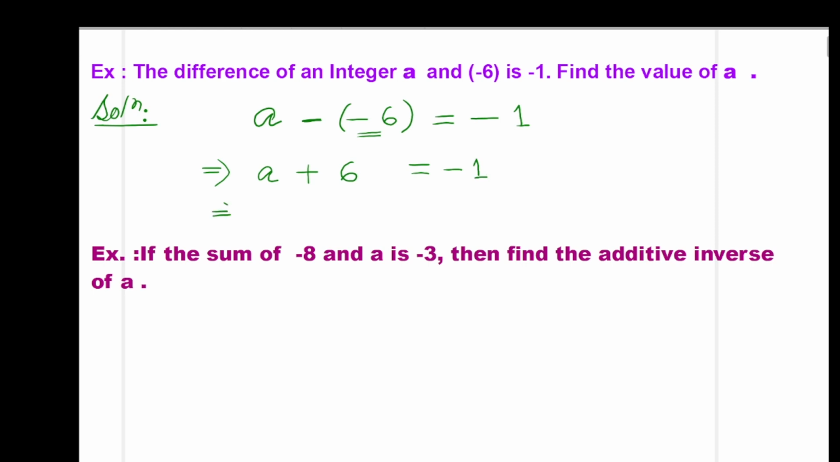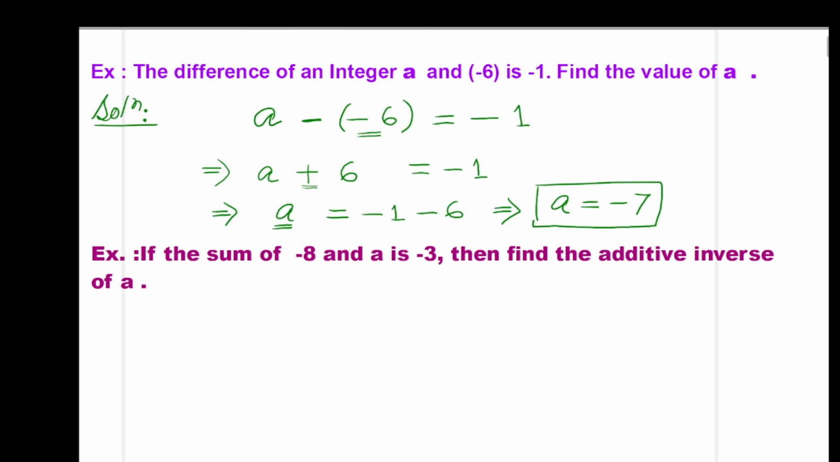Okay. So what will be the answer? We need the value of a. So we have to move 6 towards the right. Here it is added. When it goes to the other side, it will be subtracted. Value of a is minus 7.